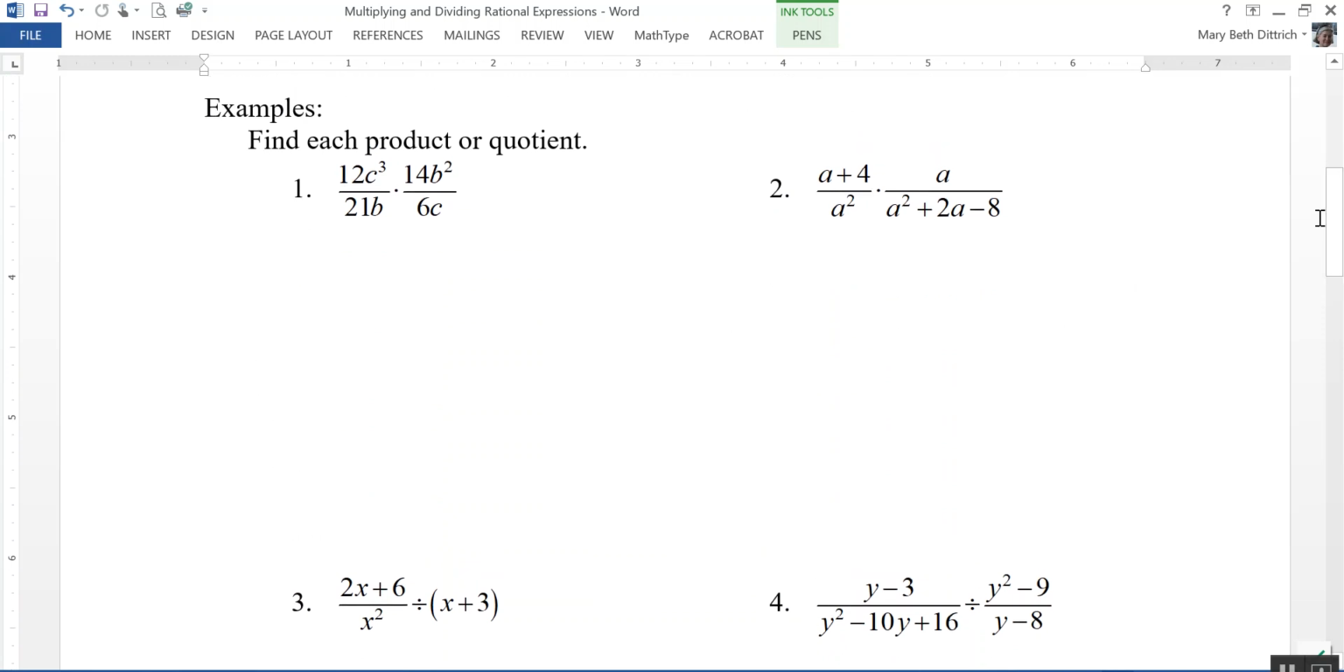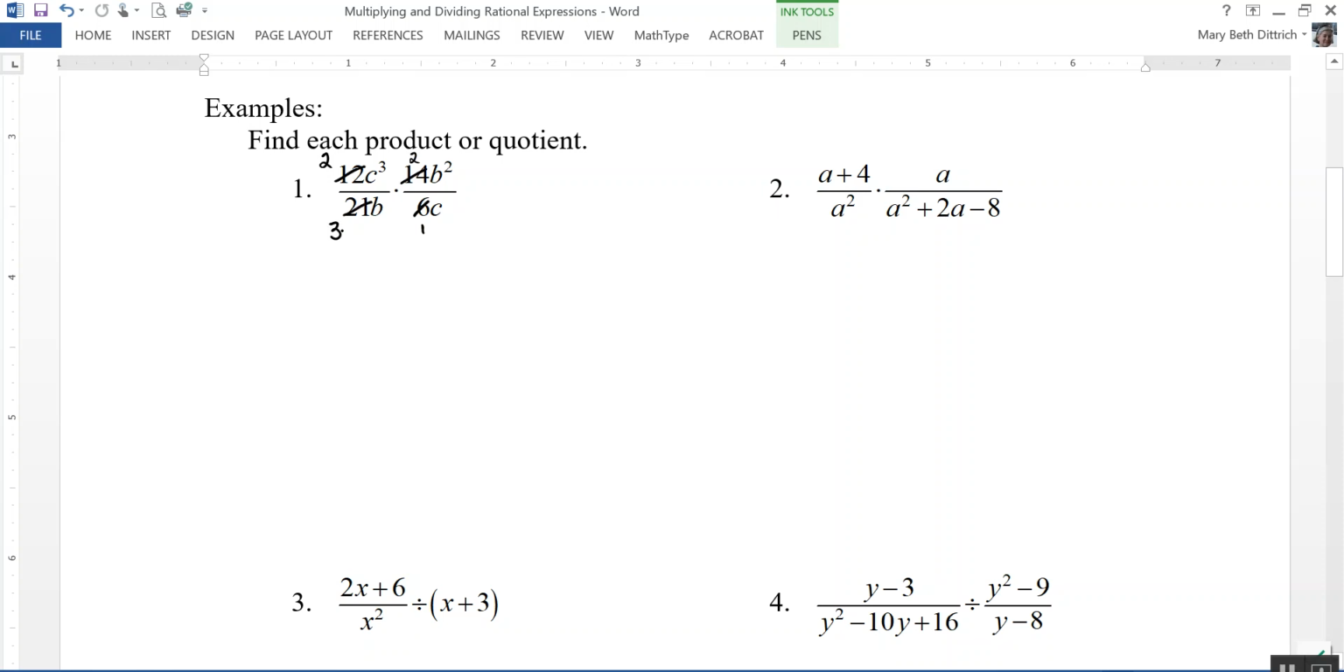And I have 12c to the third divided by 21b times 14b squared over 6c. So I don't really want to multiply 12 and 14 and 21 and 6. That's going to give me really huge numbers. So I can actually go ahead and just simplify within the numbers here. I see a 12 and a 6, and that will simplify to a 2 over 1. 14 and 21 are both divisible by 7, so I can do a 2 and a 3.